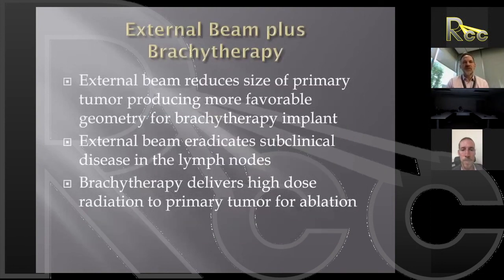And then external beam is really important to follow with brachytherapy. One of the principles of external beam is it reduces the size of the primary tumor, really producing more favorable geometry for the brachytherapy implant. There are many patients that at the outset of advanced disease, we can't tell what's cervix and what's tumor, we get lost, and it would be very difficult to do a brachytherapy implant on those patients unless you did purely interstitial brachytherapy. And we also think of external beam as eradicating subclinical disease in the lymph nodes in the parametria and elsewhere. Brachytherapy then comes in and delivers radiation to the primary tumor, really for ablative treatment of the tumor itself.